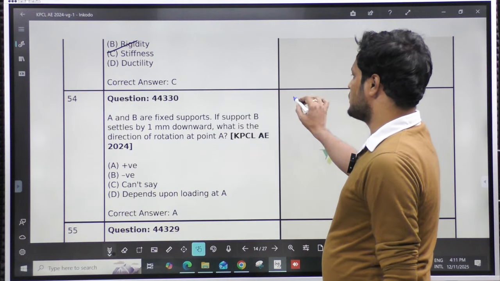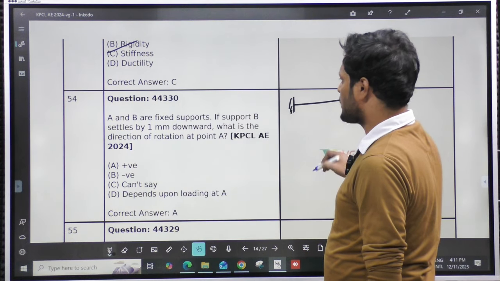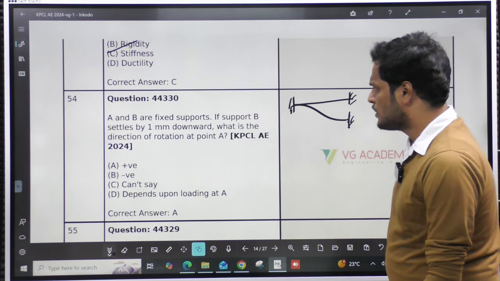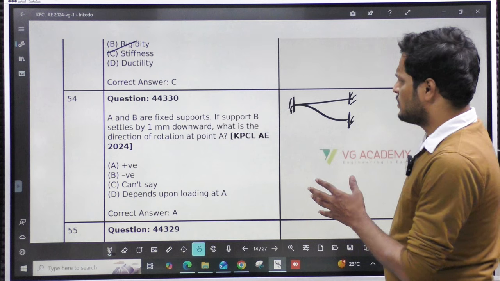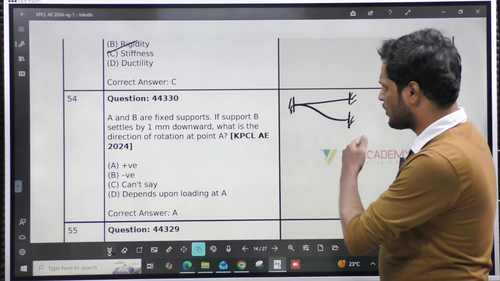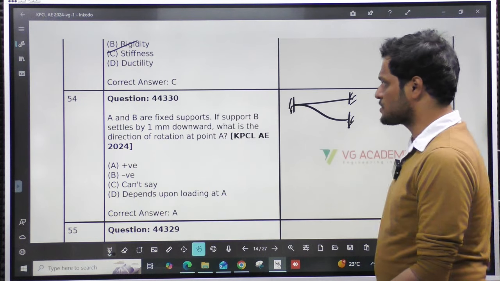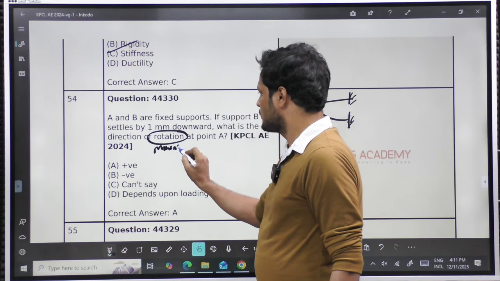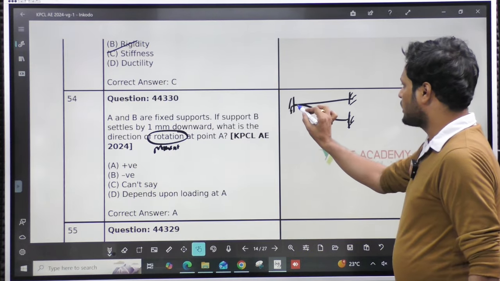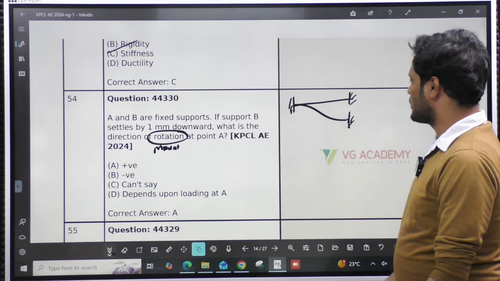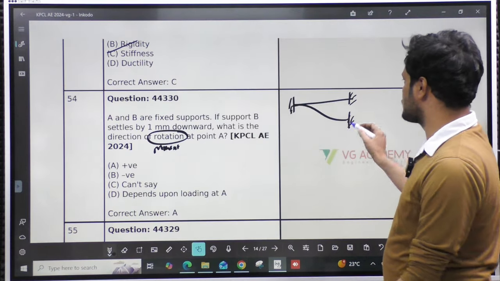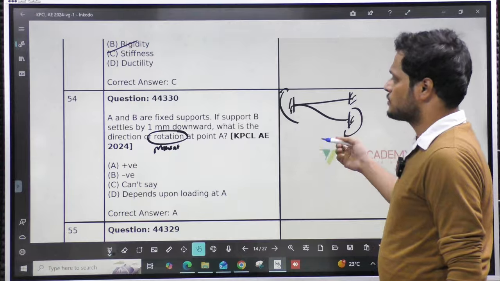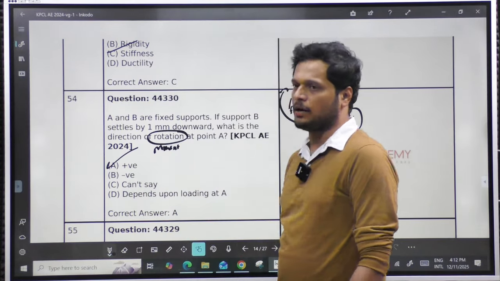A and B are fixed supports. If support B settles by 1 mm, what is the direction of the rotation at B? Direction of moment, probably not rotation, because at A it cannot rotate, it is a fixed joint, we do not get the rotation, but the direction of moment is possible. So because of settlement we get a clockwise moment here and the same will be carried here. So by considering clockwise as positive we can take option A.